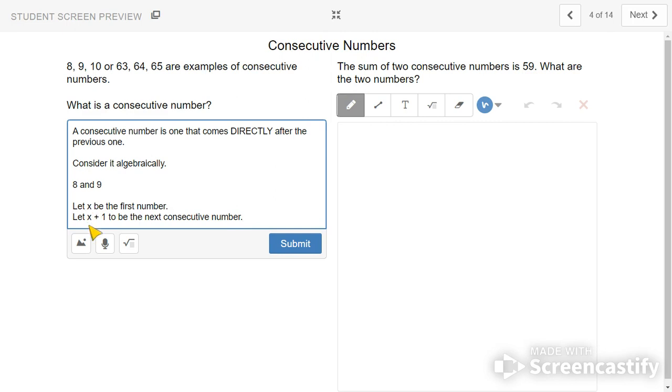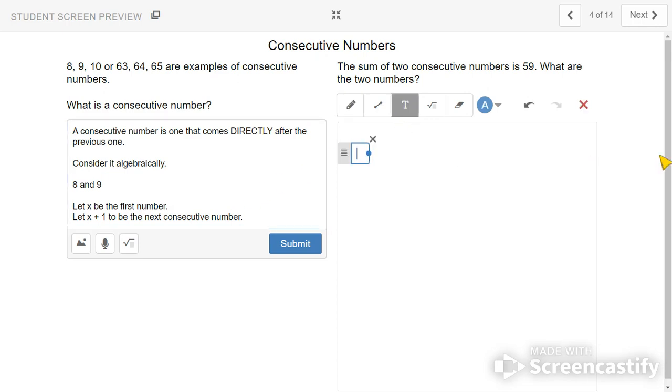So I know that one value right after will be the next consecutive number. So if I assigned my first number to be x and my second number to be x plus 1, I've represented two consecutive numbers. So let's consider the question here. The sum of two consecutive numbers is 59. What are the two numbers?